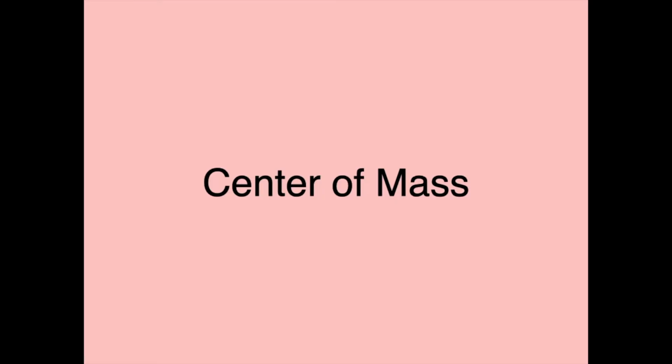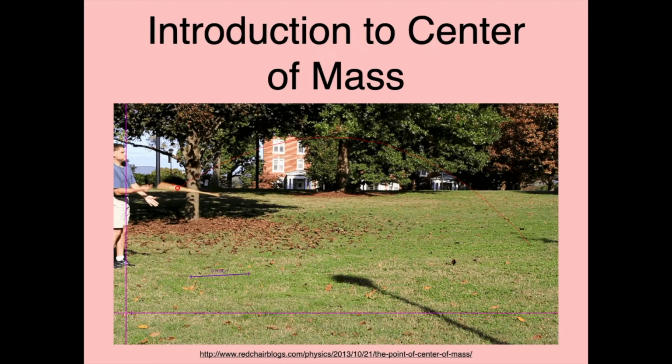So we've discussed the idea of conservation of momentum in a lot of detail. We've talked about different types of collisions, elastic and inelastic, and now we're going to switch gears a little bit. Our final topic in this chapter is something called center of mass. So let's get into this.